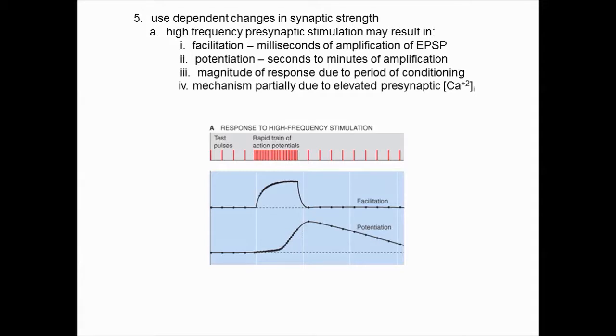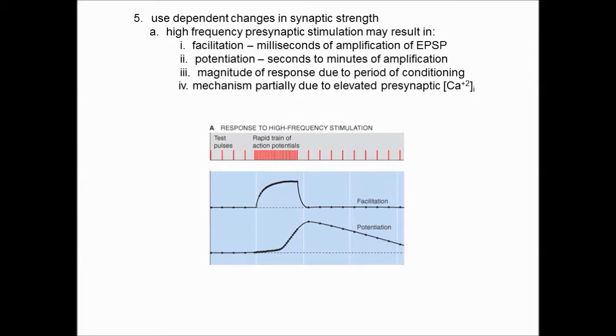And if you have lots and lots of presynaptic activity, the postsynaptic EPSP's amplitude gets higher and higher and higher. And that's called facilitation, and it occurs for milliseconds, just a very, very brief period of time. So the amplitude of the EPSP gets higher and higher. That's what we call facilitation. So we're getting more change in that postsynaptic cell by giving extremely high levels of action potential.